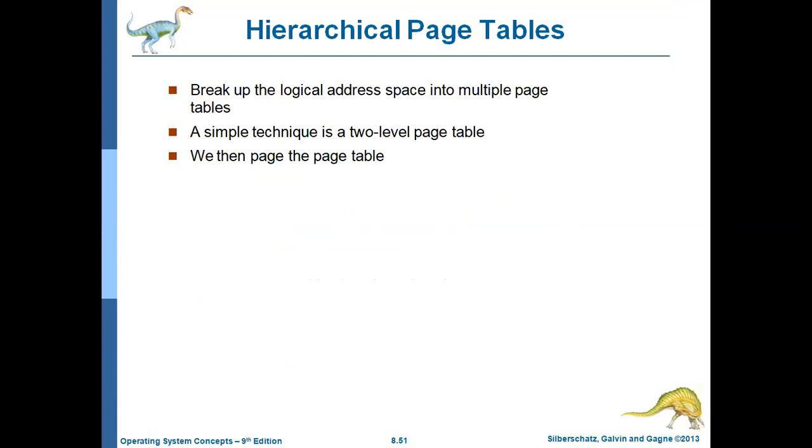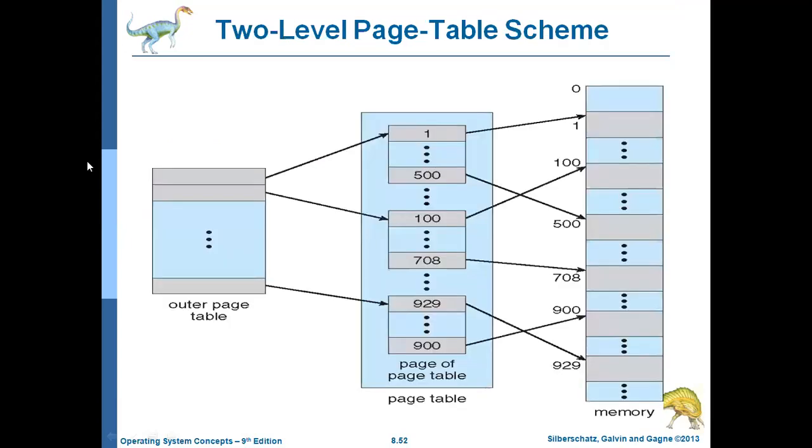For example, every computer system supports a large logical address space from 2 raised to 32 to 2 raised to 64, that is 32-bit or 64-bit. One way to use the two-level paging algorithm is to page the page table itself. You break up the logical address space into multiple page tables, and that is called two-level paging. We then page the page table. You can come across this example.